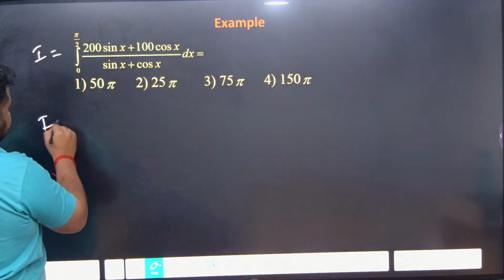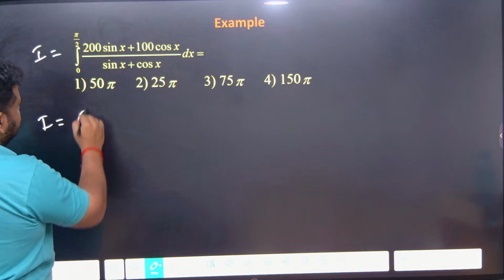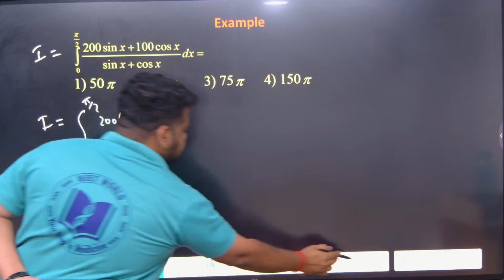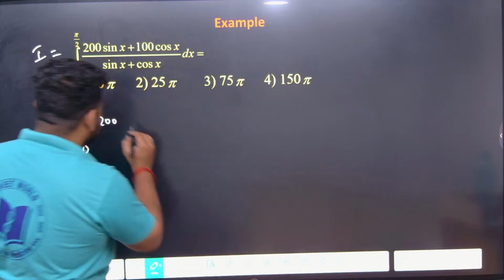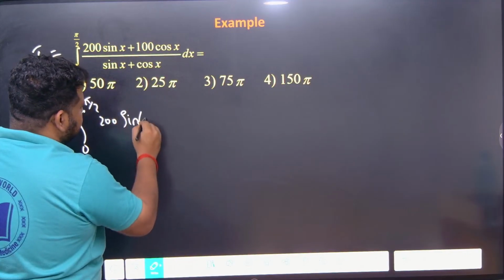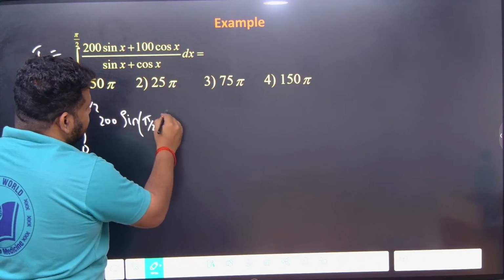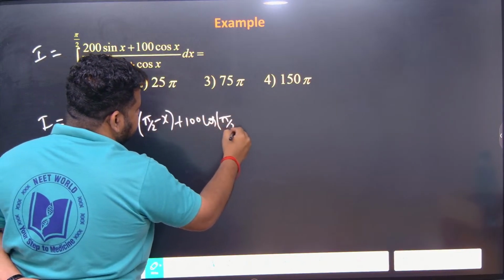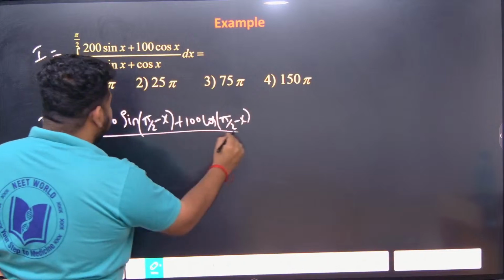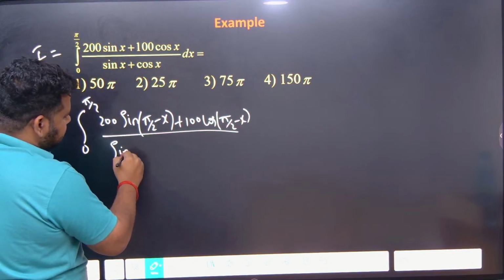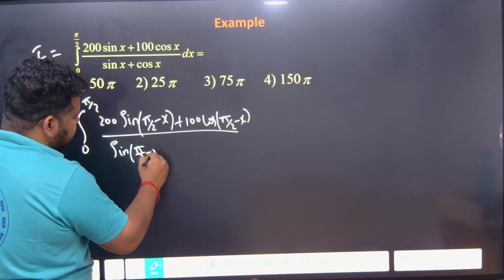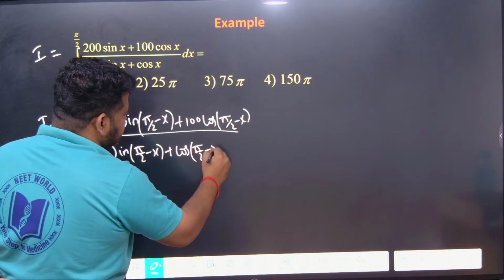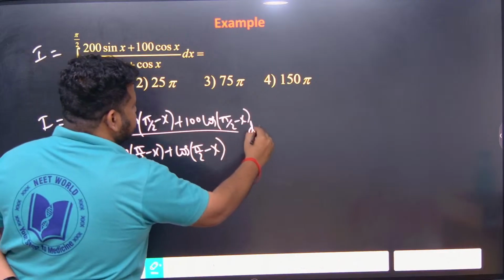So I will be equal to, if I apply King's rule, the integral from 0 to pi by 2 of 200 sin, and wherever x is there I should put pi by 2 minus x, plus 100 cos of pi by 2 minus x, divided by sin of pi by 2 minus x plus cos of pi by 2 minus x, dx. This is what I am having.